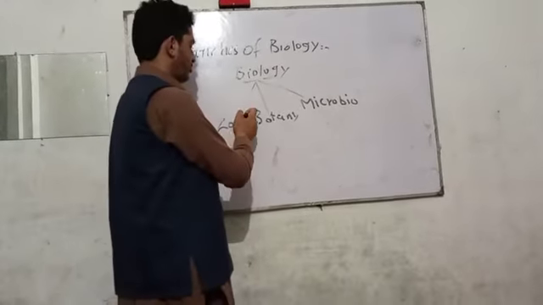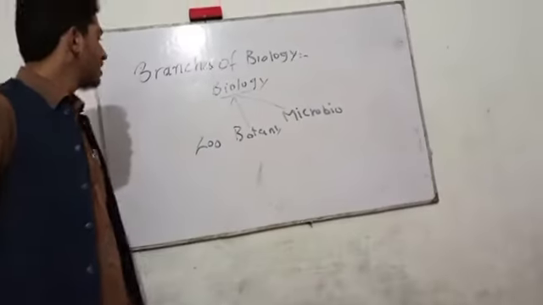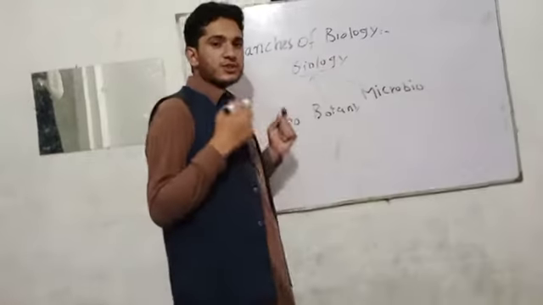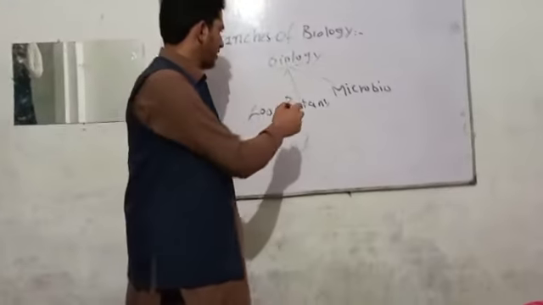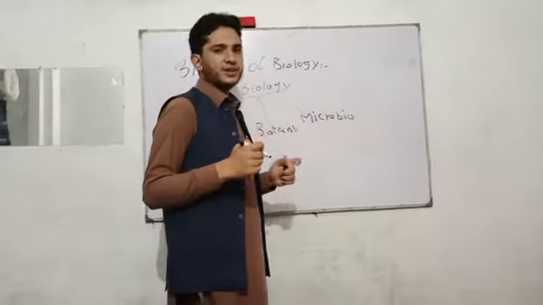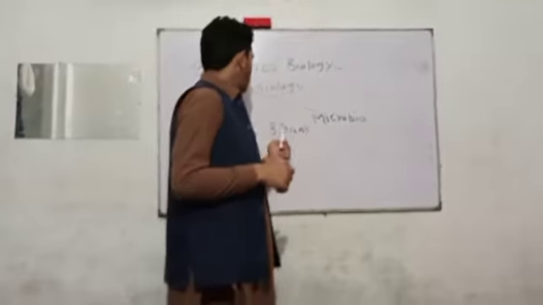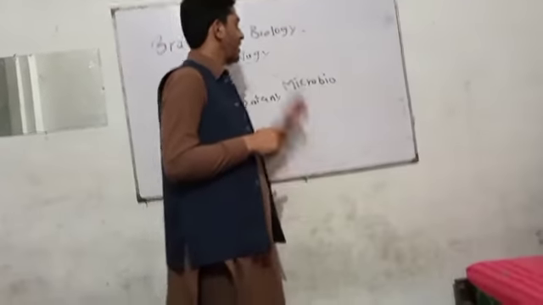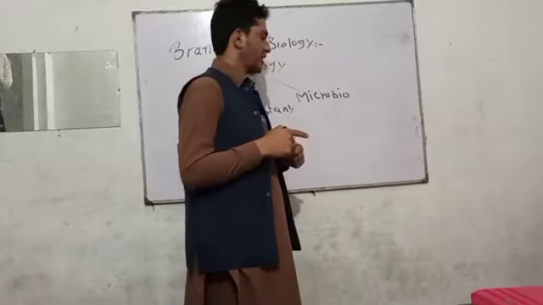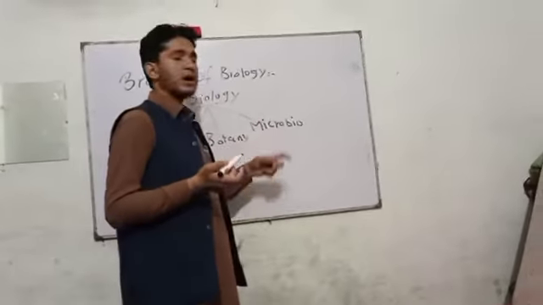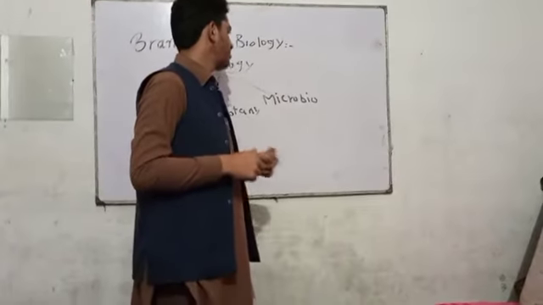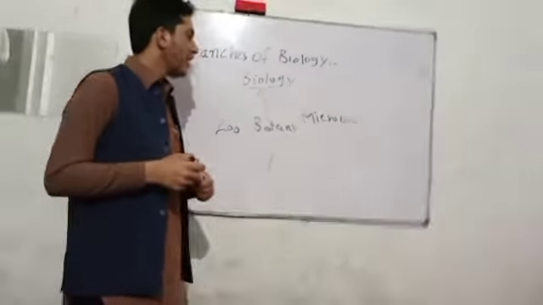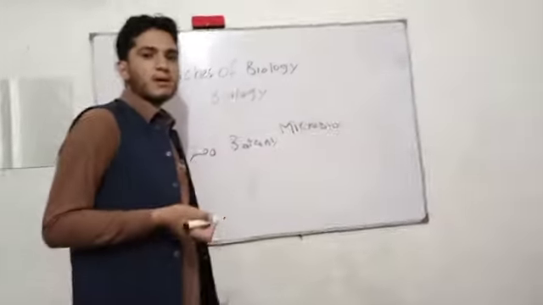Number 1, zoology. Zoology is also a combination of two words, zoo and logy. Zoo means animal, so we can define zoology as the study of animals. Number 2, botany. We can define it as the study of plants. Number 3, microbiology. Micro means microorganism or microbe. The study of microbes or microorganisms is called microbiology. Microorganisms are organisms which cannot be seen with the naked eye, and we can see them with the help of a microscope.